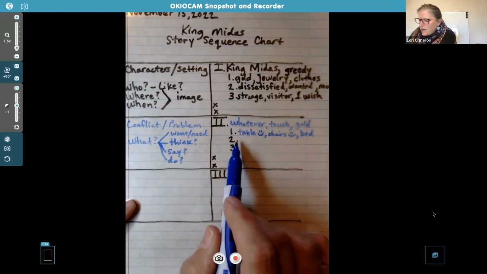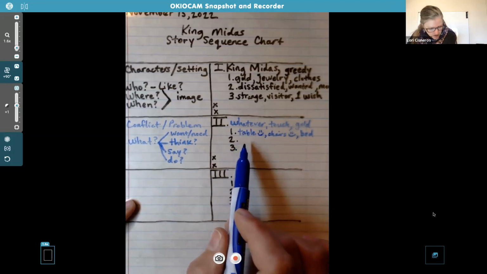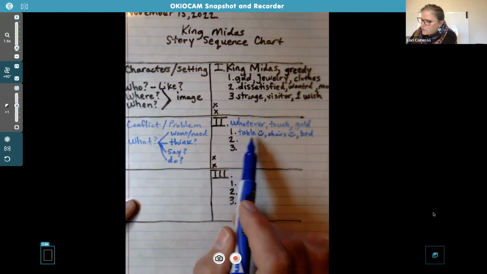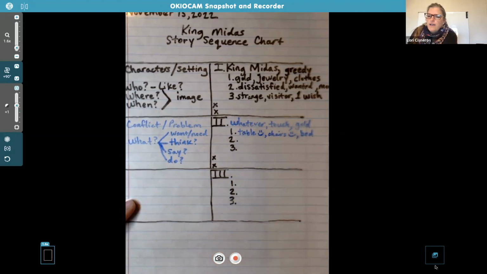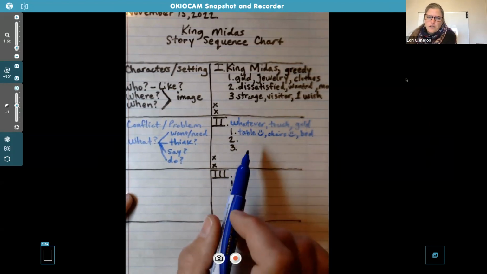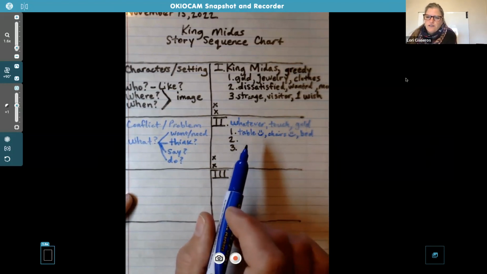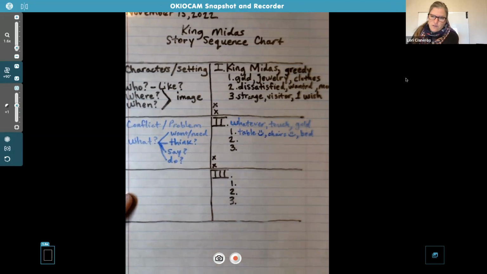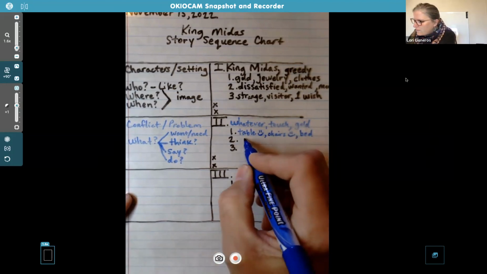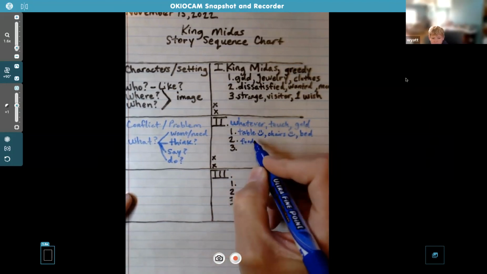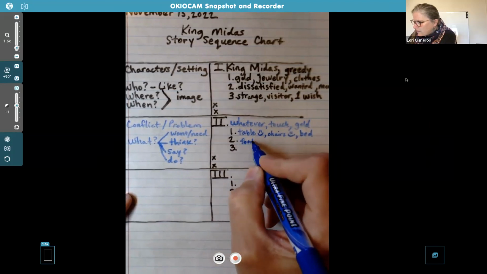Let's keep talking about what else turned to gold other than his table, chairs, and bed. What else turned to gold after that? You can look back on the story if you need to, but Alexis, what else turned to gold? His daughter. We're going to talk about that in a minute, but before his daughter, because that was the part that changed everything, right? But his food. The flowers. Oh, yeah, and the flowers. Okay, I'm going to put food here.